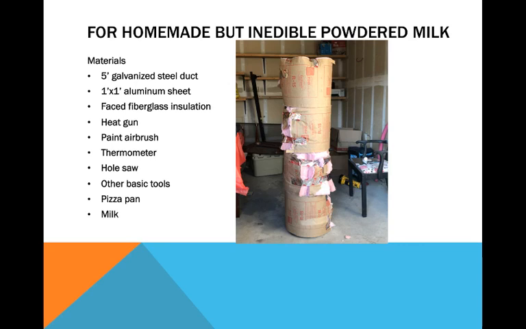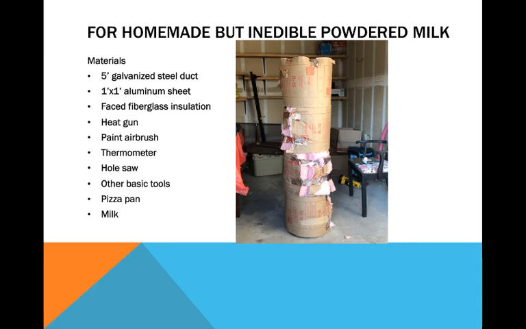A paint airbrush, which released droplets of 300 micron diameter, was used as the atomizer. A thermometer was used to monitor the temperature of the system at all times. A hole saw was used to create an opening for the hot air gun. Duct tape was used to secure the insulation. A pizza pan was used to collect the powdered milk at the bottom, and milk was used as the liquid feed.